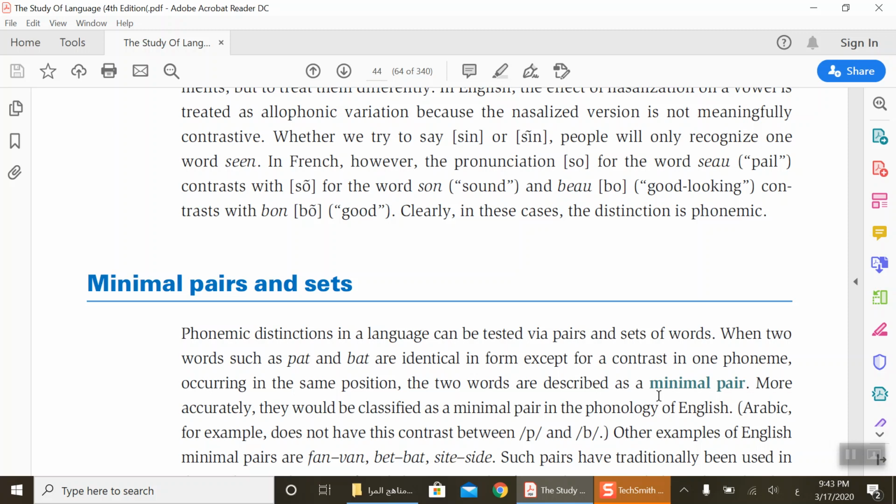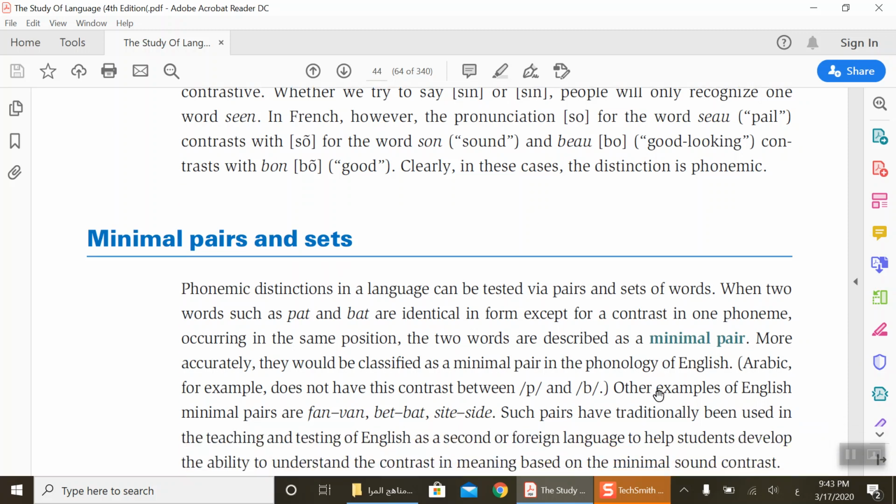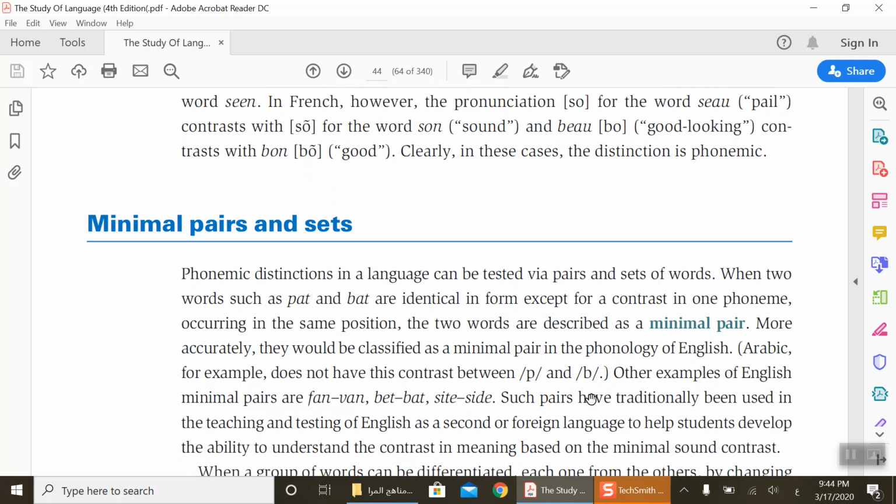So we will have two different words, for example far, tar, pat, bat. These are what? These are minimal pairs. More accurately, they would be classified as minimal pairs in the phonology of English. Arabic, for example, does not have this contrast between p and b. ما عندنا هذا الشيء in Arabic.